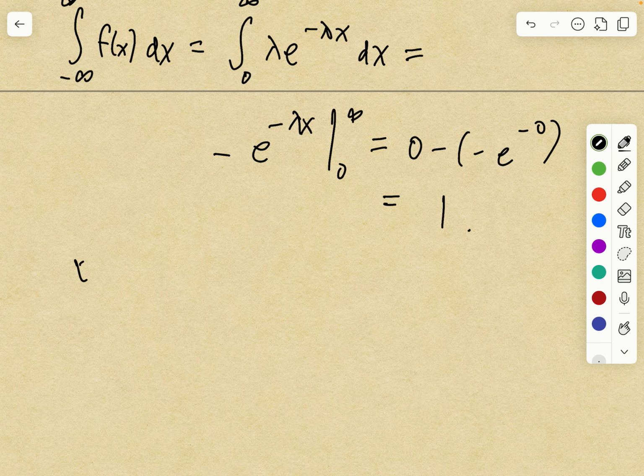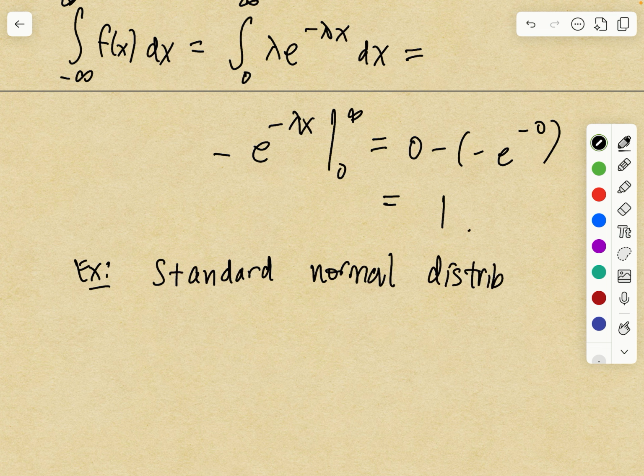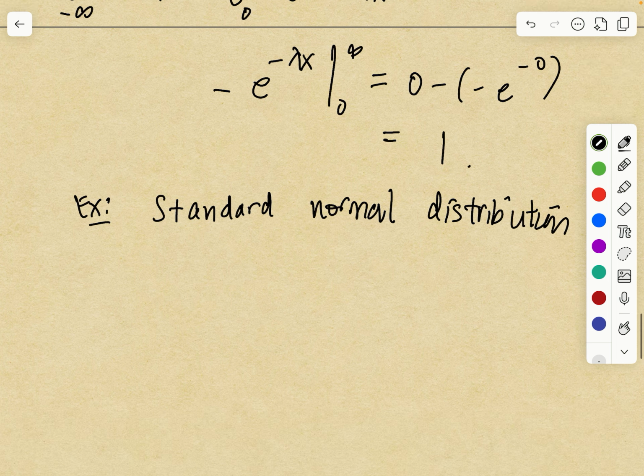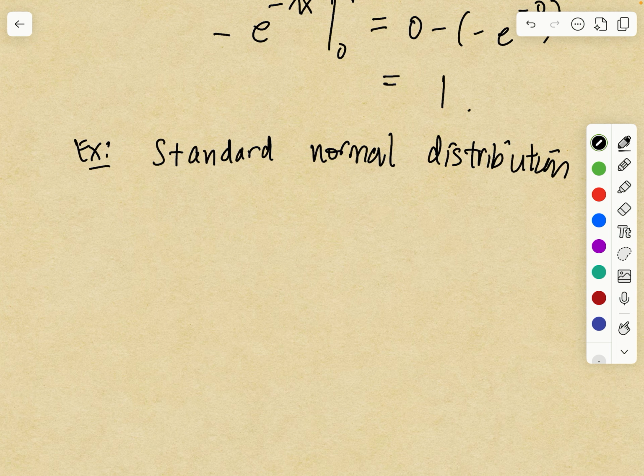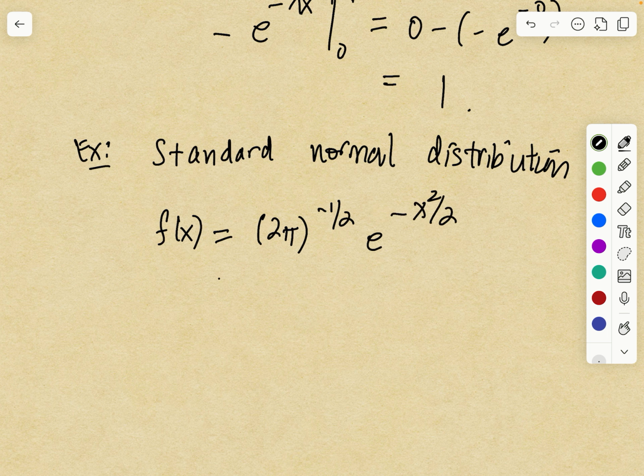And then another important example is the standard normal distribution. So we say that x has the standard normal distribution if its density function is f of x equals 2 pi to the negative 1/2 e to the minus x squared over 2. So this can be written as 1 over root 2 pi e to the minus x squared over 2, right?